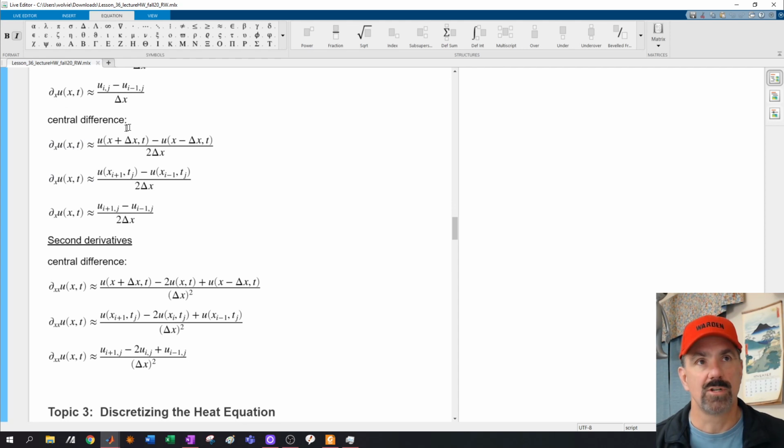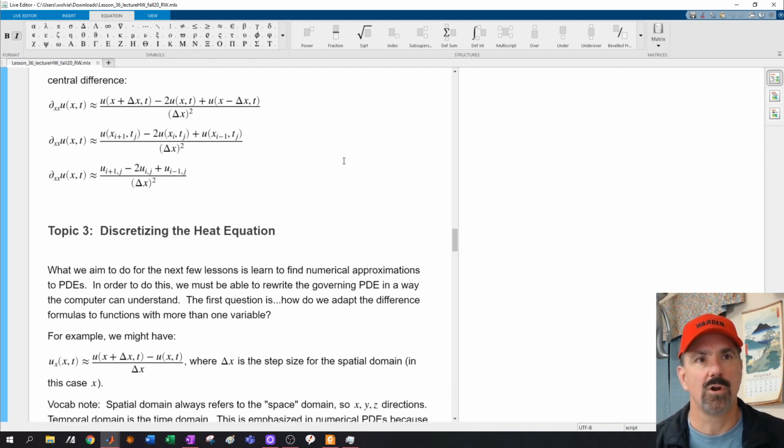Here's what our central difference looks like for the first derivative, and then this is the central difference for the second derivative. And these are both second order approximations having to do with the quality of the approximation. And really what that term comes from is the error associated with Taylor's theorem, which I'll talk about in just a little bit.